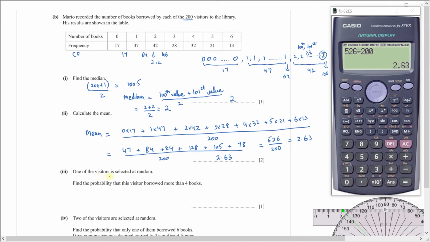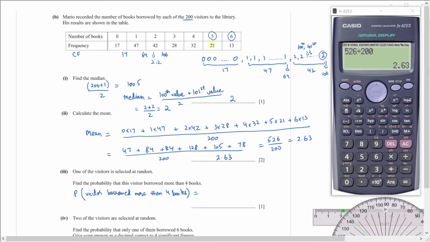The next part is one of the visitors is selected at random. Find the probability that this visitor borrowed more than 4 books. So more than 4 means number of books 5 and number of books 6. So probability visitor borrowed more than 4 books. This will be equal to the number of people who borrowed more than 4 books.